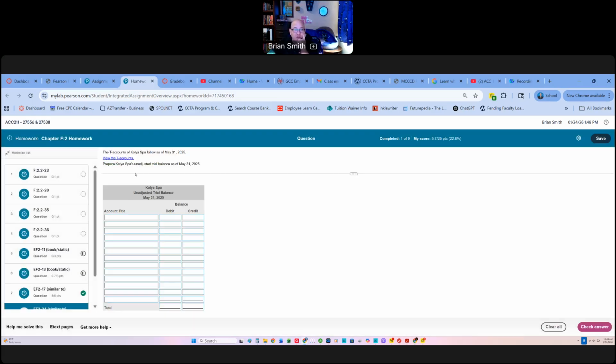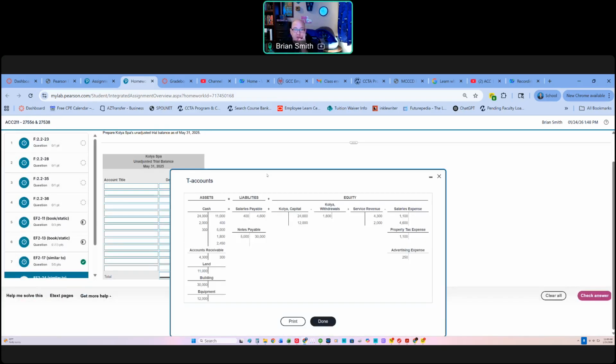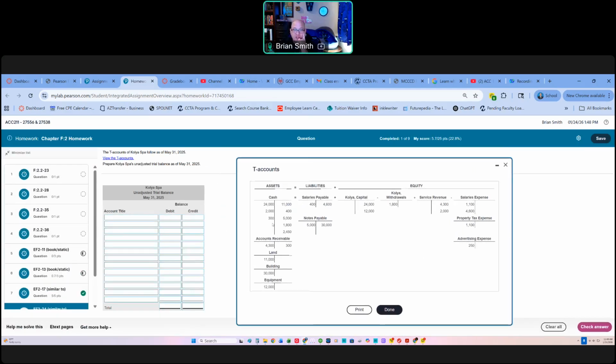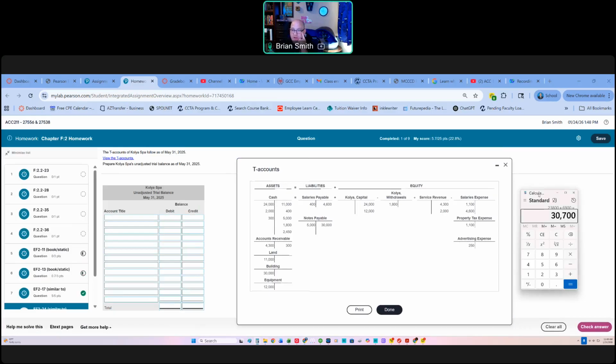Next question, now we're going to do the unadjusted trial balance. So I'm going to pull up these T accounts. T accounts are critical. I need the balance. This is not giving me the balance, so we're going to pull up our calculator here. And I hope I do this right because sometimes when I use the calculator, I make a mistake.